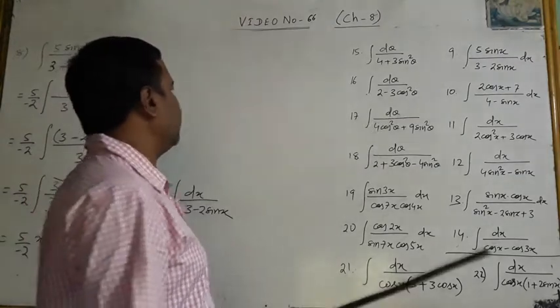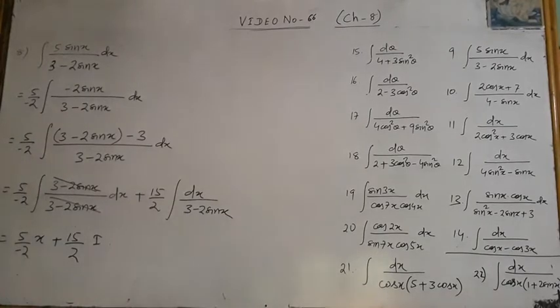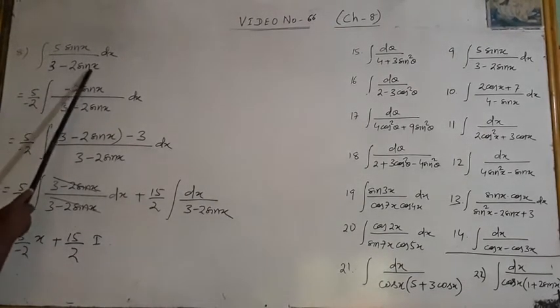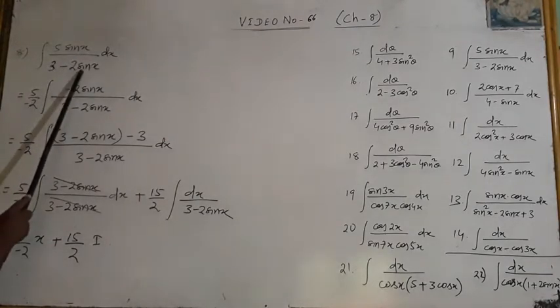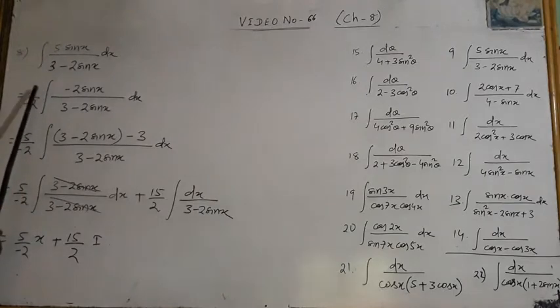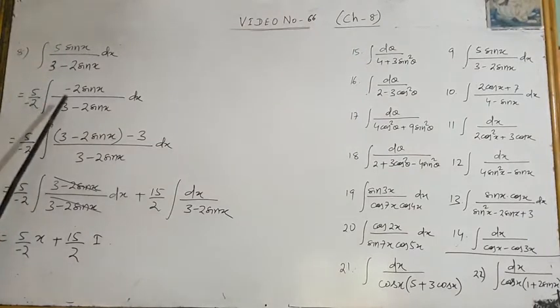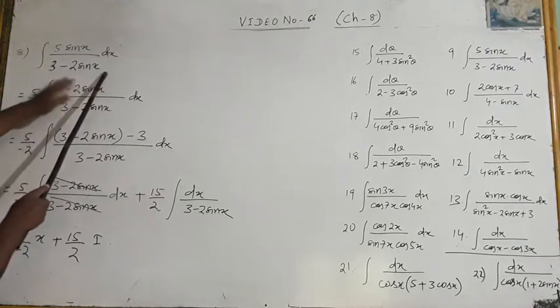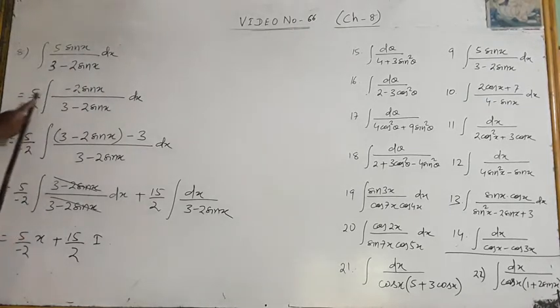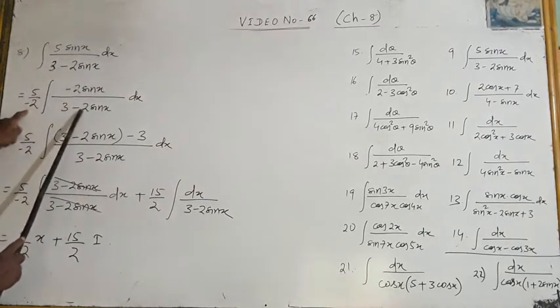Now look at my first problem, that is 5 sin x by 3 minus 2 sin x. What you have to do here? Just look at me. The numerator is sin x, the denominator is also sin x. Just simply take 5 outside, then it will become sin x here. But in the denominator, it is minus 2 sin x. So multiply by minus 2 here, then divide by minus 2 here. It becomes 5 by minus 2 into minus 2 sin x divided by 3 minus 2 sin x.